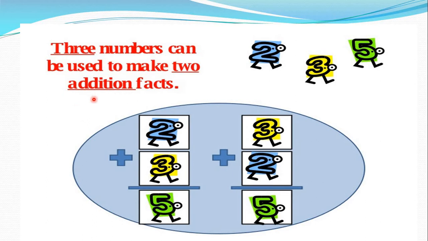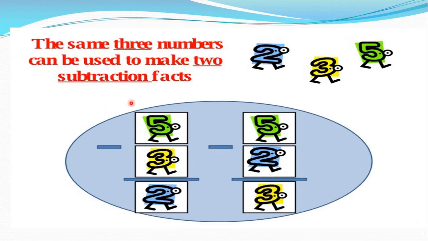Okay, so first of all let's check the example of subtractions. The same three numbers 2, 3, 5 can be used to make two subtraction facts. Subtraction facts. So first of all here 5 minus 3. How many? 5 minus 3. So the answer is what, students? 2.